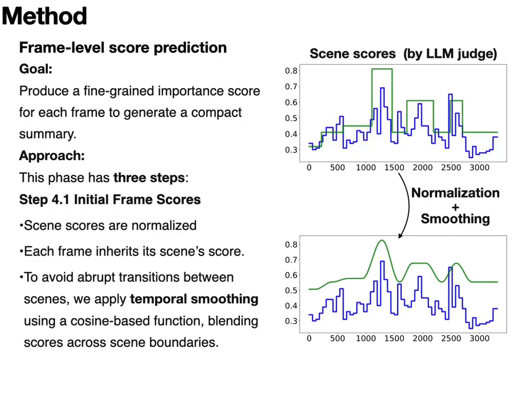The fourth and final phase, frame-level score prediction. The goal is to produce a fine-grained importance score for each frame to generate a compact summary. This phase has 3 steps. First, initial frame scores. Scene scores are normalized to emphasize relative difference in importance. Then, each frame inherits its scene score. And finally, to avoid abrupt transitions between scenes, we apply temporal smoothing using a cosine-based function, blending scores across scenes. This transition helps eliminate unnatural jumps in score values, resulting in more coherent and gradual shifts across scene boundaries.